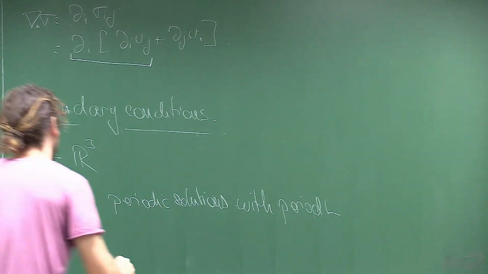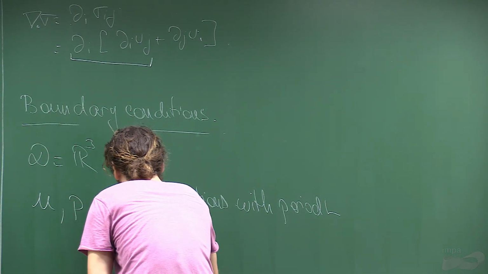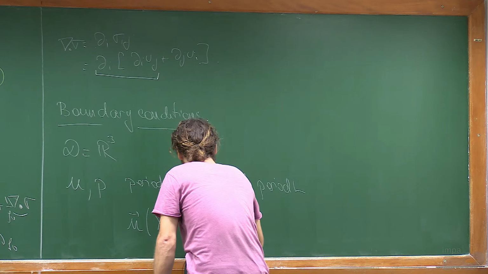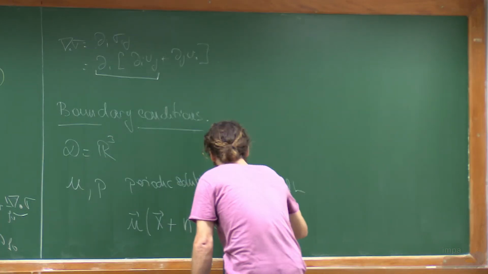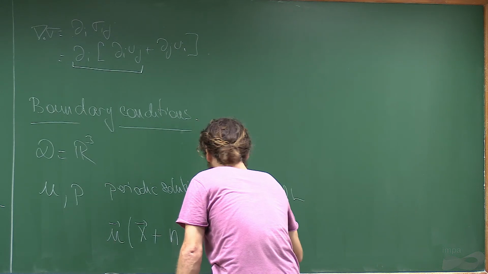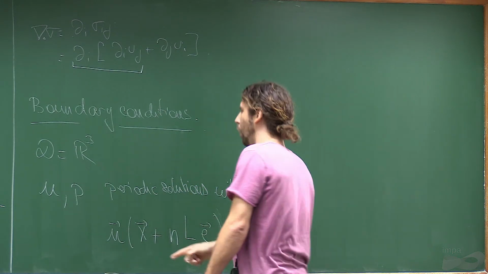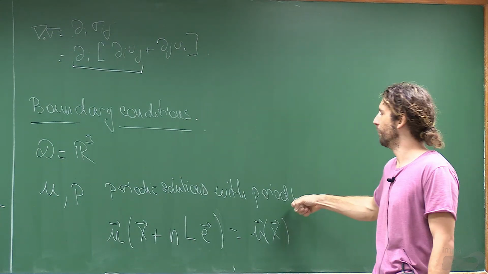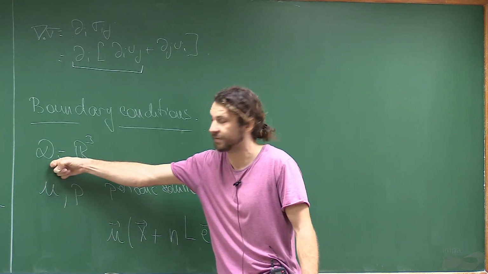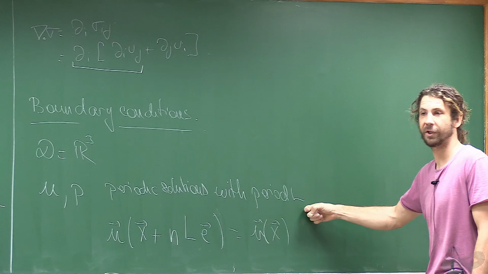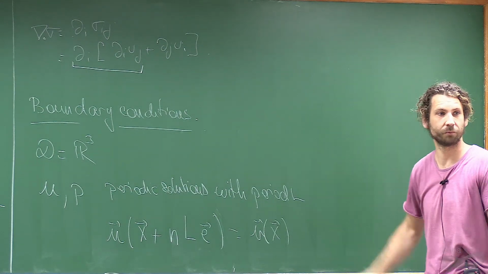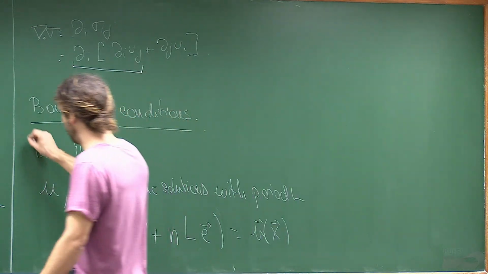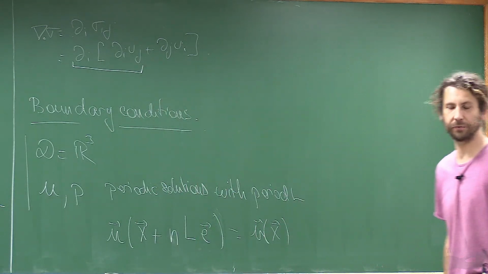So that basically U of x plus n L times the vector will be U of x. And more often than not, L will be 2 pi, okay? But if we want to recover this setting, we can just take L go to infinity. So that's a periodic trick, which will be useful in particular to handle boundary conditions.